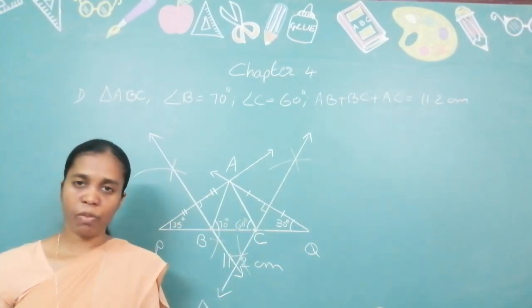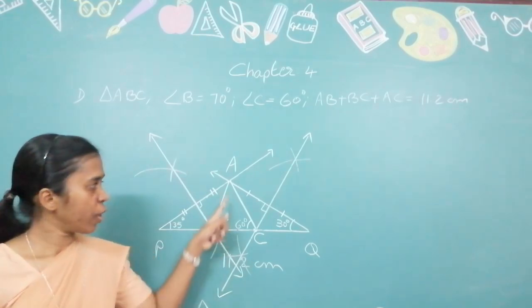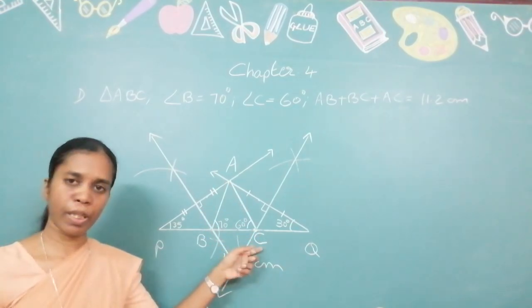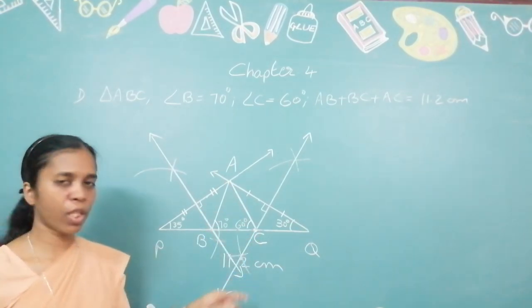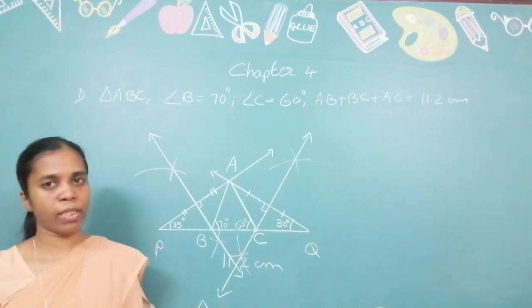To check whether our construction is right, you measure AB, measure AC and measure BC. Add all and you see whether you are getting 11.2. If yes, your construction is right.